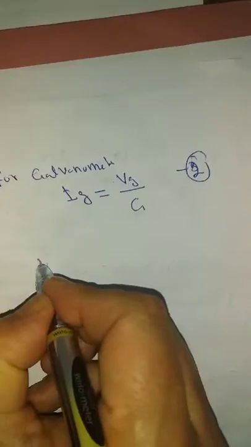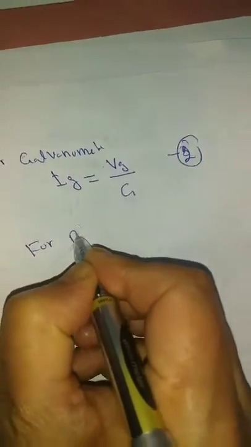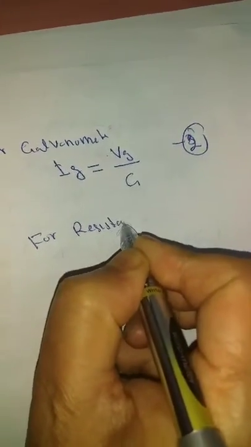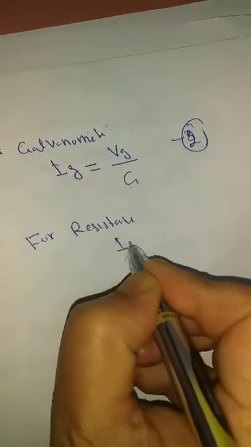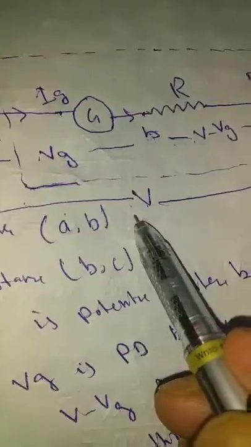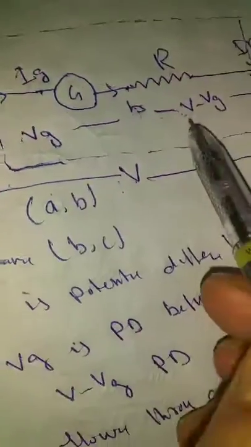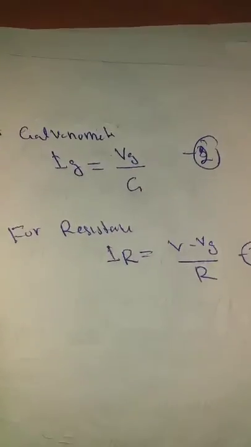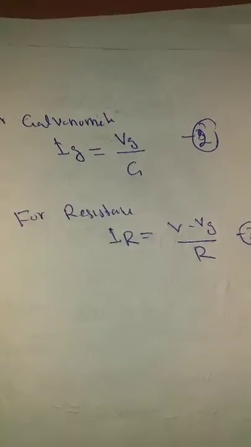For the resistance, the current flowing through the resistance, IR, is equal to potential difference divided by resistance. I also told you the potential difference: V is the total potential difference between A and C. The potential difference across the galvanometer is Vg, so the potential difference across this resistance is V minus Vg. That means IR is equal to V minus Vg divided by R. Name this third. I hope you have got it.